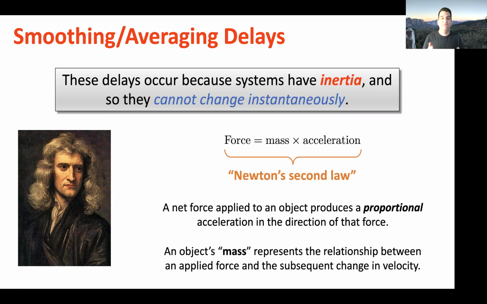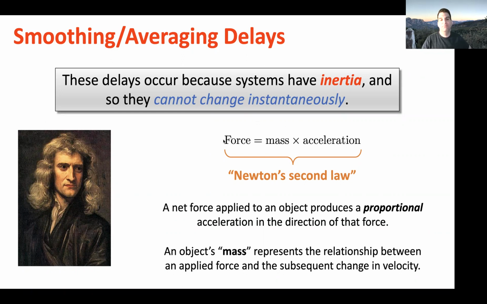Newton's second law basically says that a net force applied to an object produces a proportional acceleration in the direction of that force, and an object's mass represents the relationship between the change in the force and the subsequent change in velocity. In other words, if you push on an object, if that object's heavy, then a small force being pushed on it is not going to accelerate the object very quickly. But if you push on a light object, then you're going to see a very fast change in that object's velocity. So the mass of an object is how sluggish the object is to change.